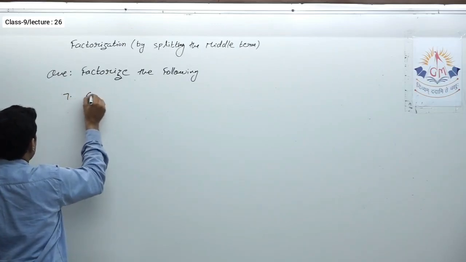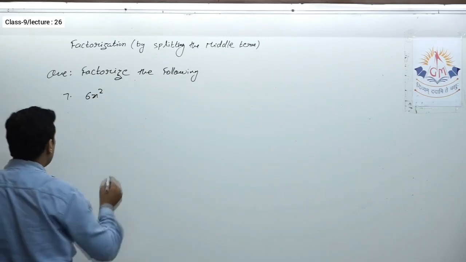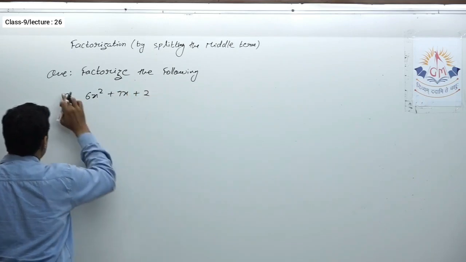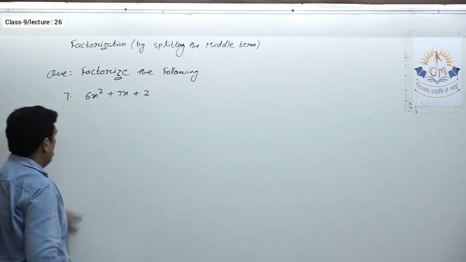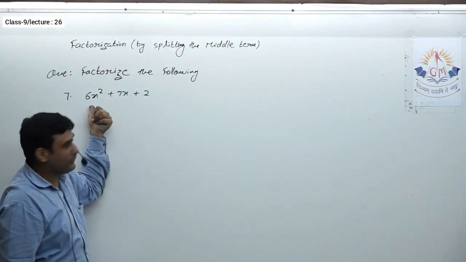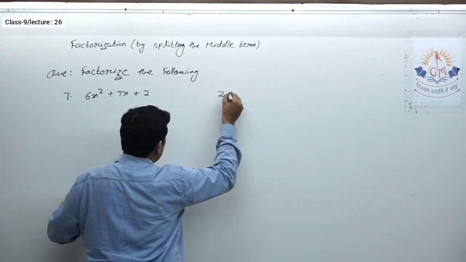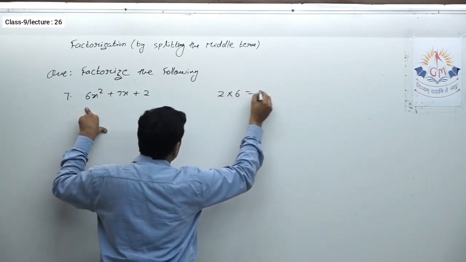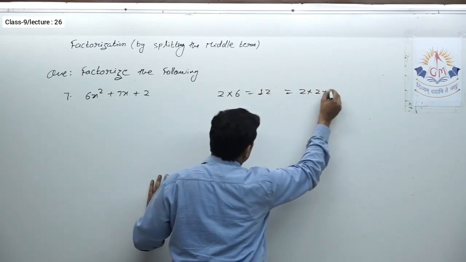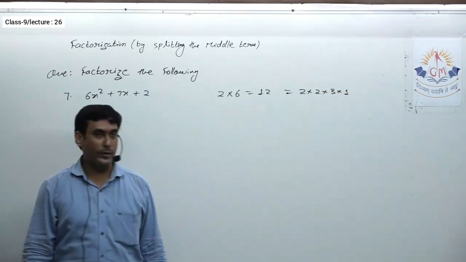So it is 6x square plus 7x plus 2. Two things are okay, that means this is in the standard form and the first term is positive. Now here we will find the factors of the constant term multiplied by 6, that is 2 multiplied by 6, that is 12. So factors of 12 are 2 into 2 into 3 into 1. These are the factors of the 12.